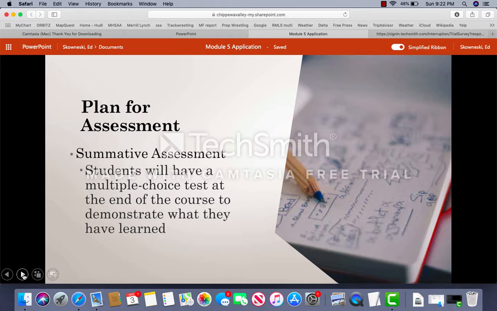My summative assessment will have students doing a multiple choice test at the end of the course to demonstrate what they have learned throughout the entire course.